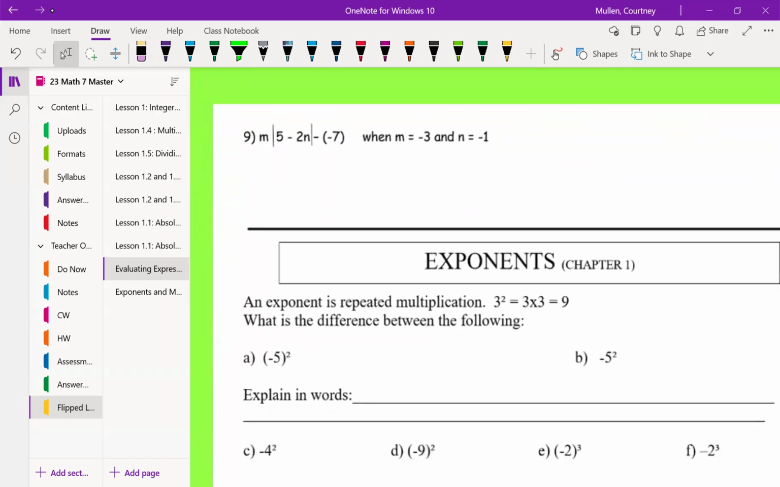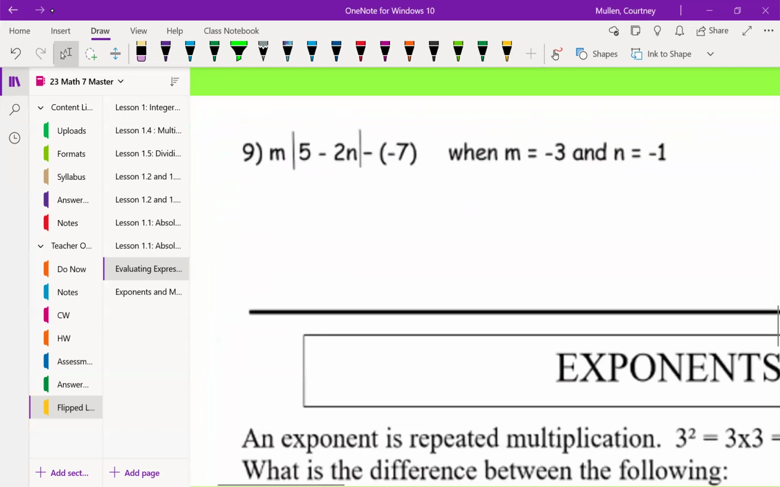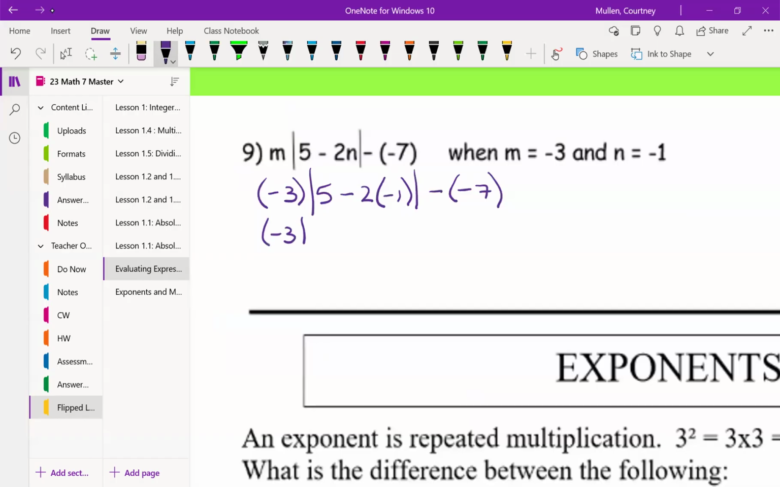One more with absolute value, number 9 here. So we have M. The M is right next to the absolute value, which means it's being multiplied, just like if there was a number in front of parentheses. So we have M is -3, the absolute value of 5 minus 2 times N, which is -1, minus parentheses -7. We got a lot to simplify here. So we need to work on those parentheses first.